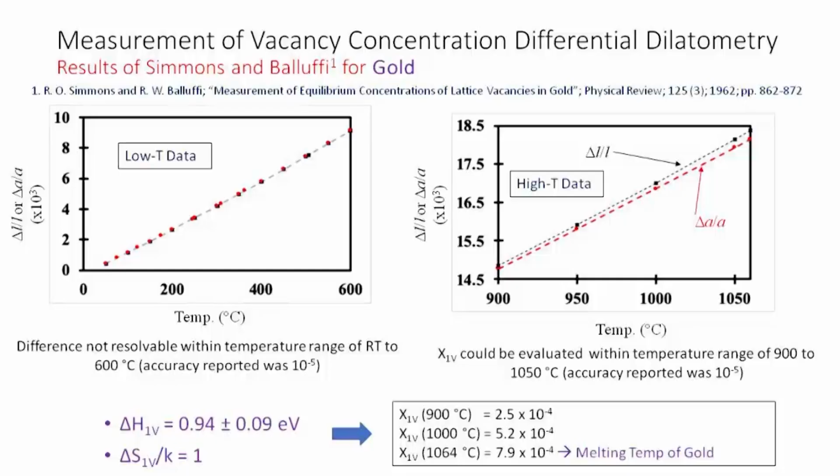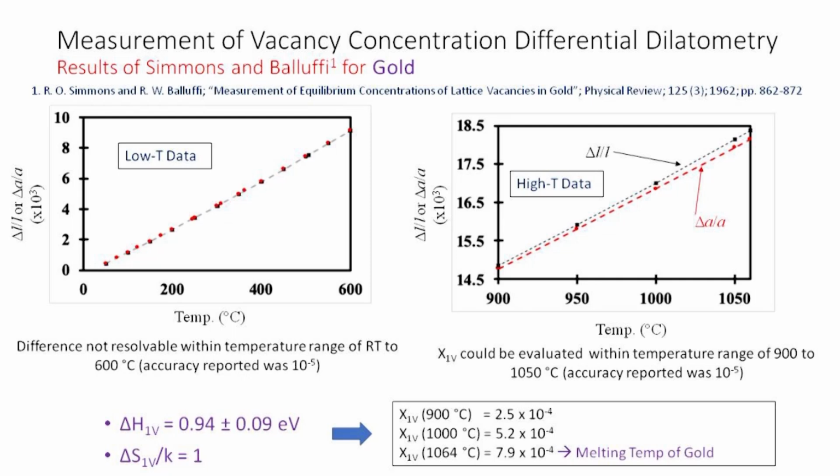So, let us look into some results from the literature. Here I am showing the results from the classic work reported by Simmons and Balluffi on the measurement of equilibrium vacancy concentration in gold using the differential dilatometry technique. This plot is the plot of delta L by L or delta A by A versus temperature, and this is in the smaller range of temperature from room temperature to 600 degrees Celsius.